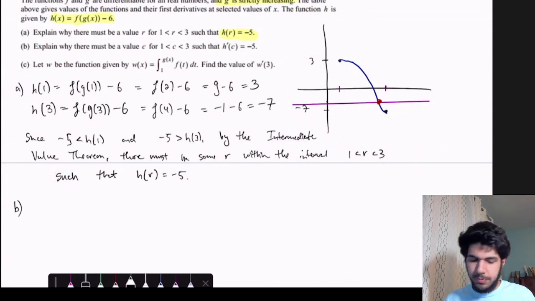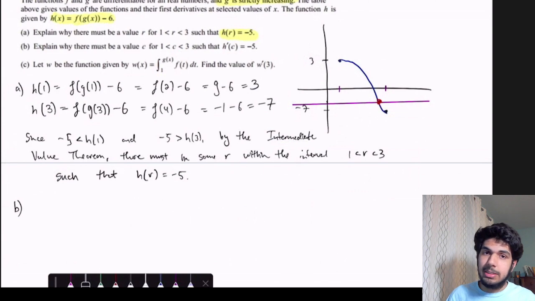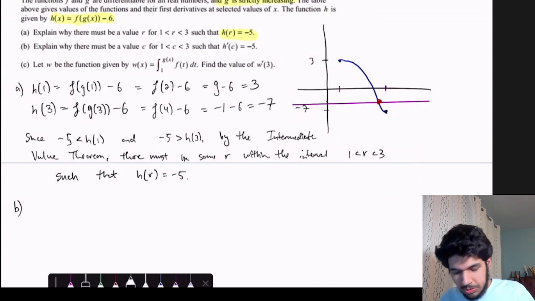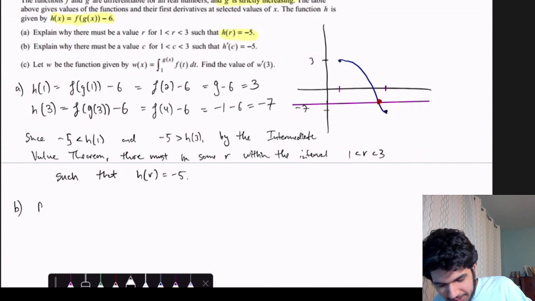Let's take a look at B. Now we want to say that there's some point within that same interval such that the first derivative of h at that point equals negative 5. So this requires a little bit of creativity, perhaps. What we can do is we can use the mean value theorem.